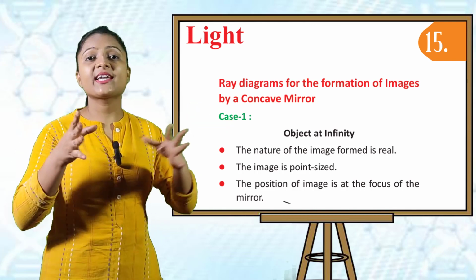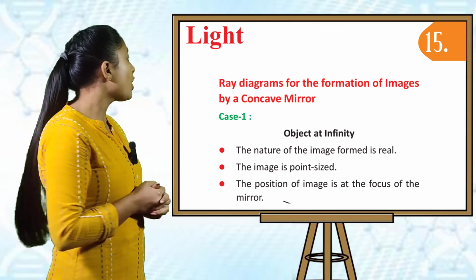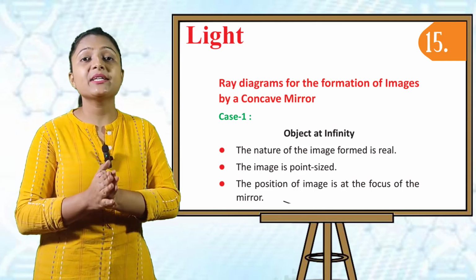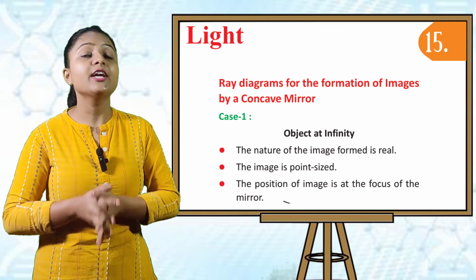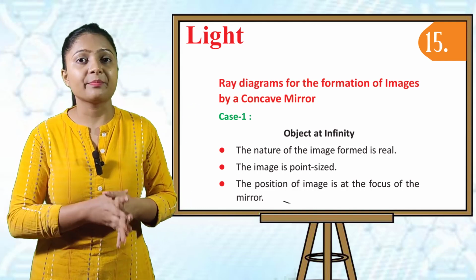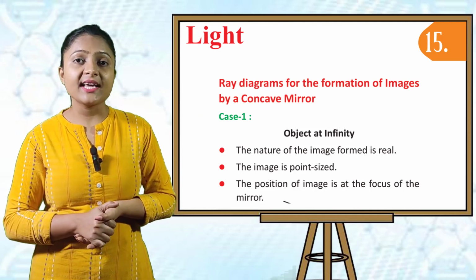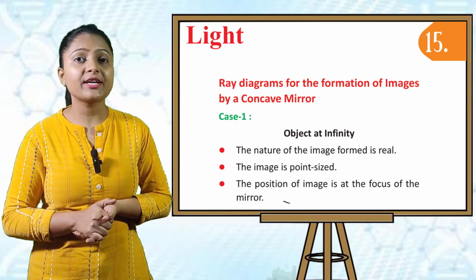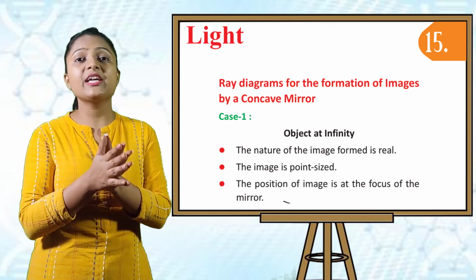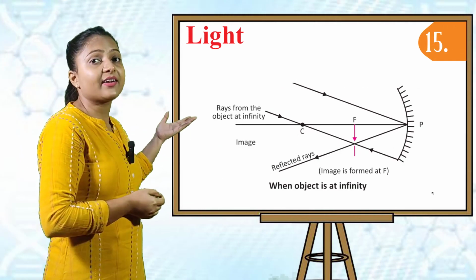Case 1, object at infinity. अगर कॉन्केव मिरर से इमेज बन रही है और ऑब्जेक्ट हमने बहुत दूर रखा है, इसका मतलब ऑब्जेक्ट एट इन्फिनिटी, तो जो इमेज बनेगी वो कैसी बनेगी, लेट्स सी एंड उसका रे डायग्राम. द नेचर ऑफ द इमेज फॉर्म्ड इज रियल. द इमेज इज पॉइंट साइज्ड. जो इमेज का साइज होगा वो सिर्फ पॉइंट साइज होगा. The position of image is at the focus of the mirror. Here you can see the ray diagram.